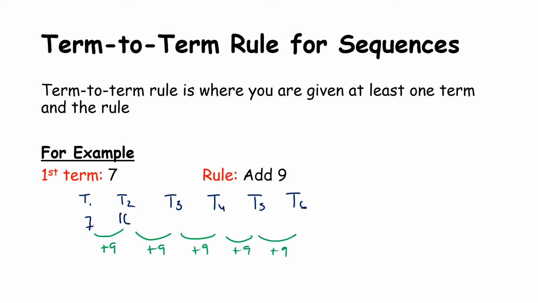Here I get 16, 25, 34, 43 and 52. So this is how we can generate the sequence of numbers. It's important to remember that it's not enough just to know the rule, the add 9, you also need to be given at least one term. You don't have to be given the first term, you can work backwards and we'll see how we can work with that in the next slide.